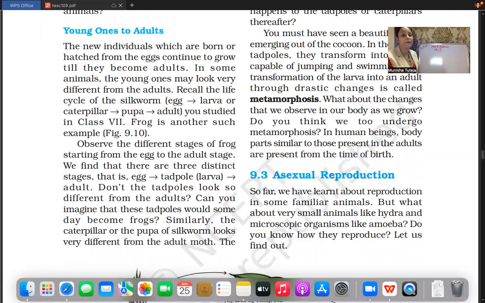How do the young ones which are born or hatched from eggs change? You would have all seen, maybe if you have a younger sibling, that the child was a baby when it was born. After that, little changes come in them, and finally they become grown up, right? Slowly they learn how to sit, then stand, then walk, then talk. So all these are various stages in their growth. Yes, but it is not the same in all animals.